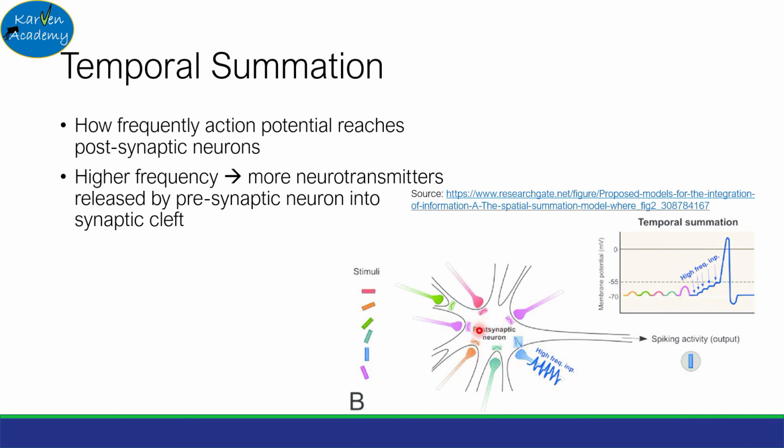So if there's a higher frequency, the postsynaptic neuron knows that the stimulus is of high intensity. So in temporal summation, the higher the frequency, the quicker the action potentials add up, and this will be enough to generate an action potential in the postsynaptic neuron. So like I said, this will mean that the action potential is more likely to occur.